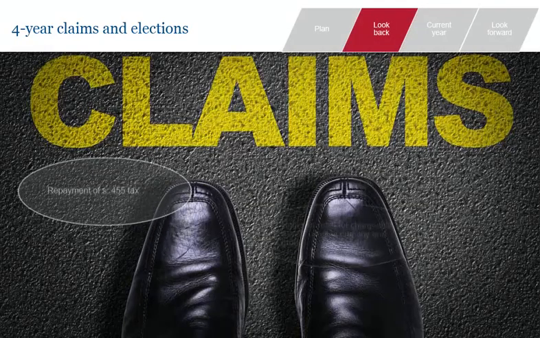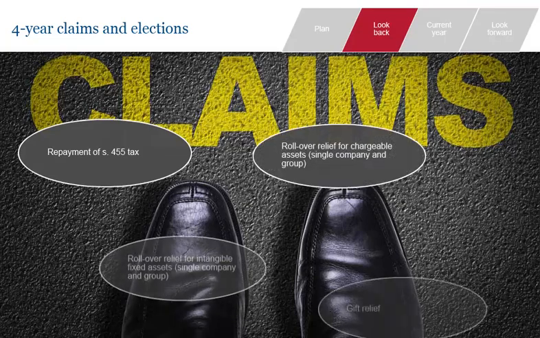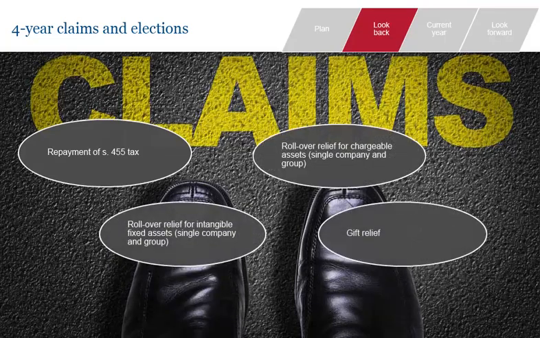There are a number of claims and elections which may be made outside of the usual 2-year window. The most common of these are shown on the slide. Section 455 tax is tax paid on a participator's overdrawn loan account. This is repayable once the loan is repaid. HMRC provides an online form for claiming repayment, and the URL for this is given in your notes. We'll look at Section 455 tax in more detail in a later slide.